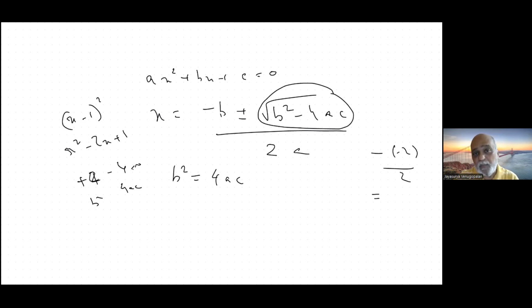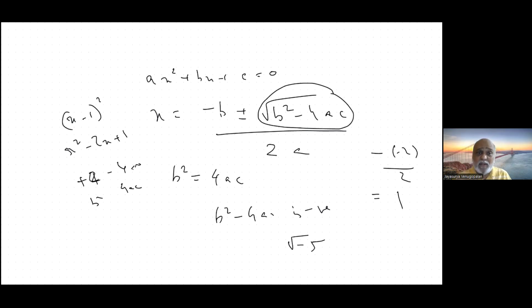That is, if b squared minus 4ac is equal to 0. If b squared minus 4ac is positive, then we get two different roots, right? But if b squared minus 4ac is negative, what happens? Then the square root of a negative value is going to be an imaginary value, right? So the roots are imaginary now, not real.